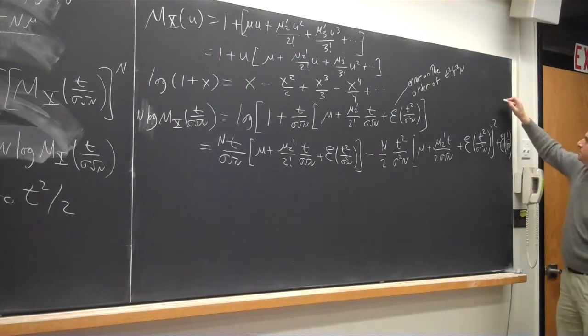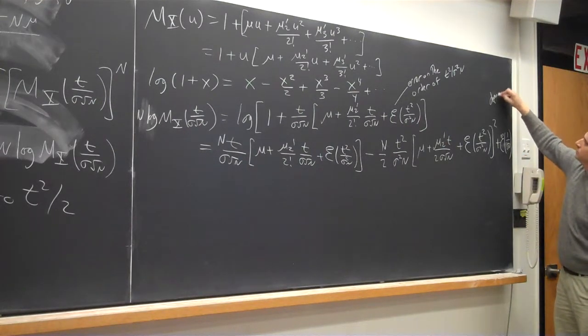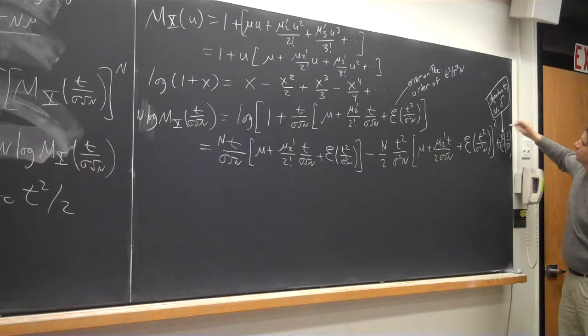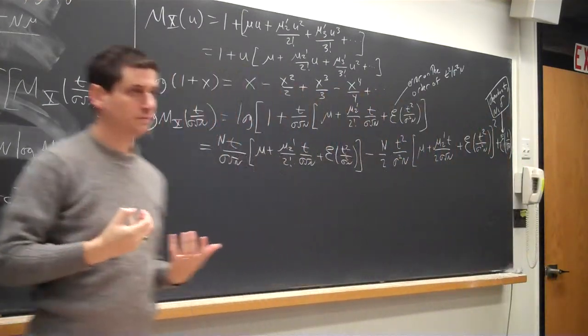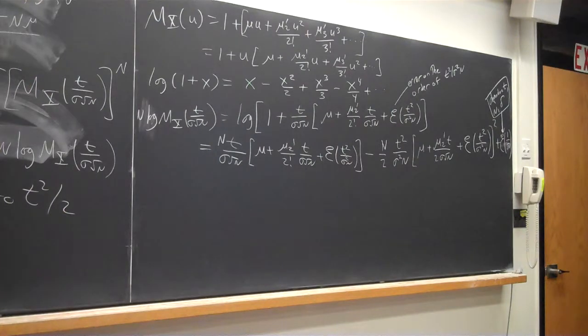And this error can depend on t, n, and delta. But it's just some error of size 1 over square root of n. As n gets very, very large, does it matter? No, it's going to go to 0.